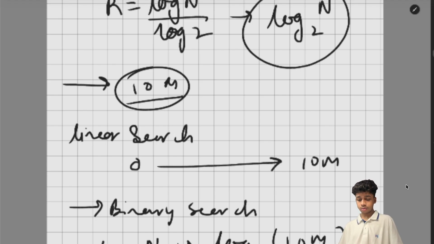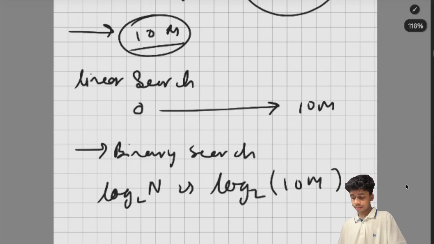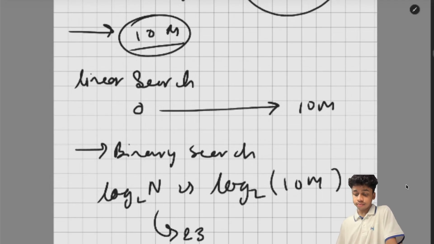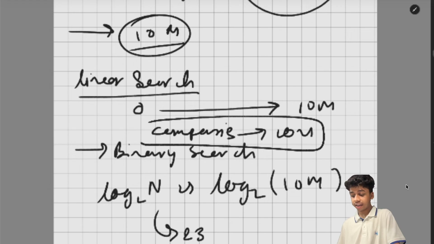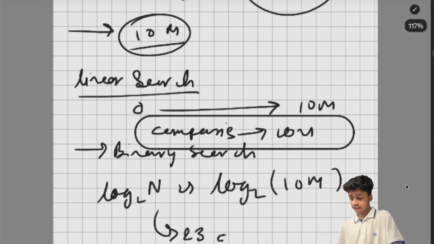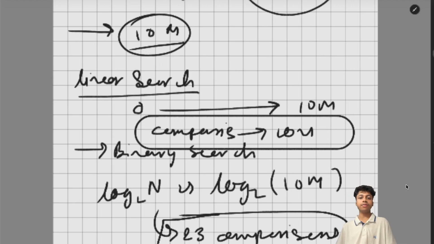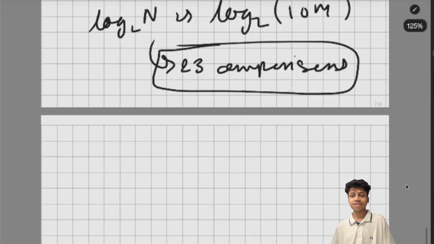Log base 2 calculator. It is approximately 23. In linear search, the worst case is it will take 10 million comparisons, whereas in binary search it happens in just 23 comparisons and we will get the result and the targeted index.